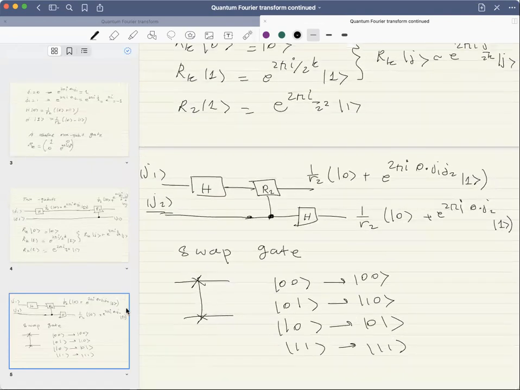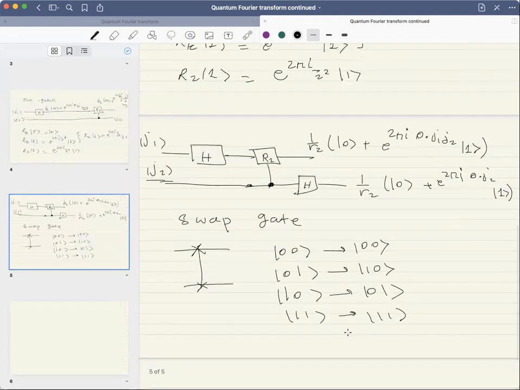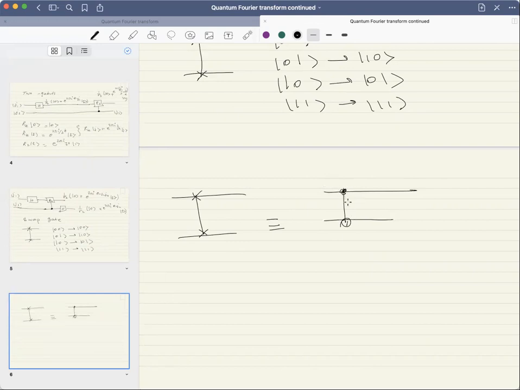So one easy implementation of the swap gate is using a bunch of C-naughts, 3 C-naughts to be exact. So I want to claim that this swap gate is the same as, I put a C-naught here. So first one controls the second one, then the second one controls the first one. And finally, again, the first one controls the second one.